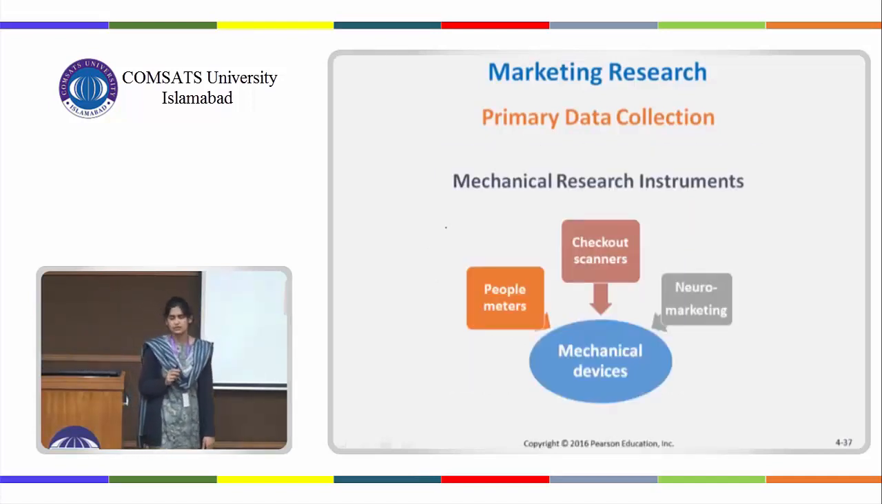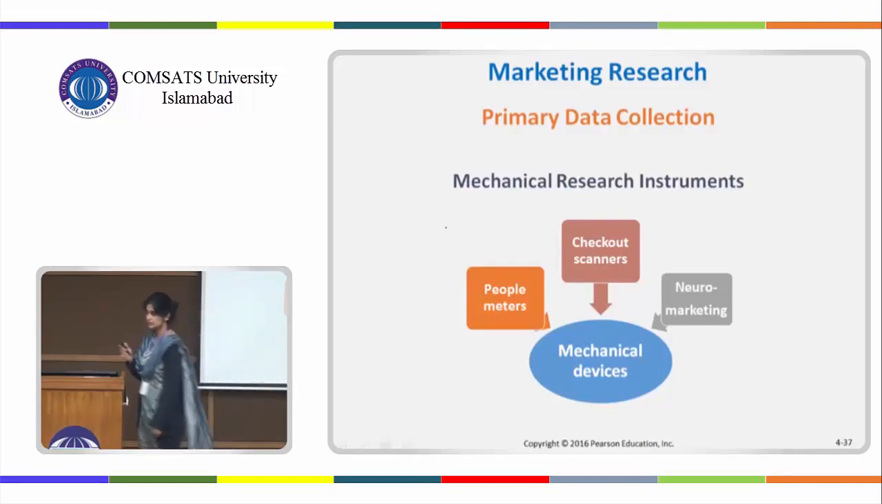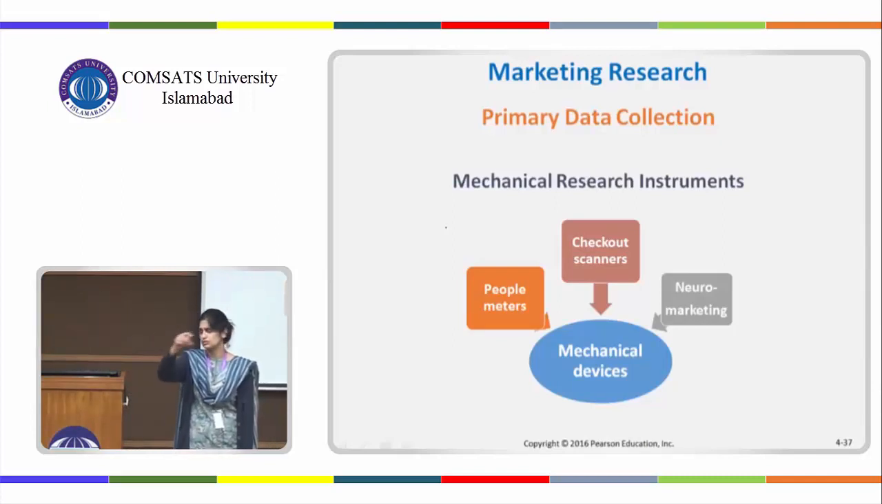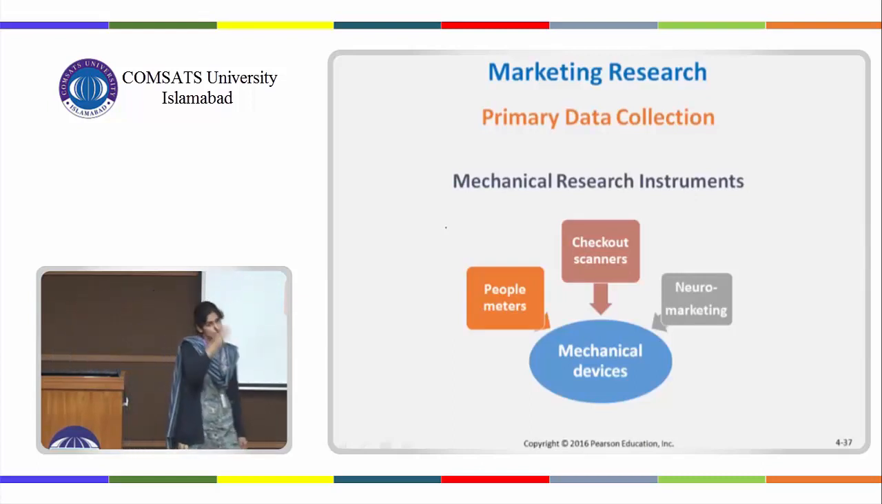Then talking about the mechanical instrument, when I say mechanical instrument, what do I mean? The checkout scanners, they provide you with a lot of information, right? Then people meters, neuromarketing. So people meters are what? They're usually attached to your televisions, and they see what content you are watching. Based upon that content, they would place the advertisements. They would tell that this is the audience, they're watching these types of content, and it would help the media houses to generate that type of content for that person.